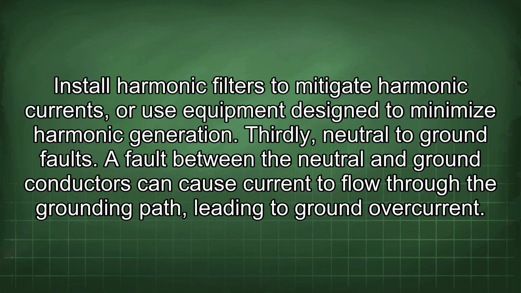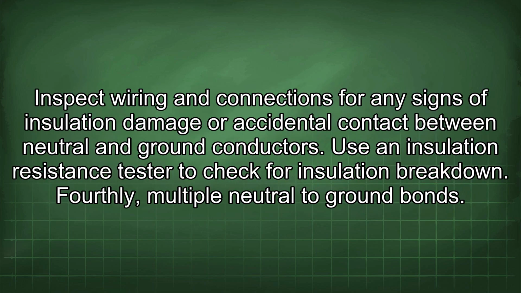Thirdly, neutral to ground faults. A fault between the neutral and ground conductors can cause current to flow through the grounding path, leading to ground overcurrent. Inspect wiring and connections for any signs of insulation damage or accidental contact between neutral and ground conductors. Use an insulation resistance tester to check for insulation breakdown.